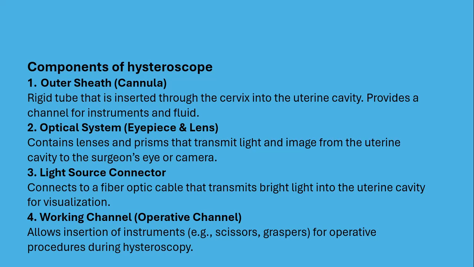Components of hysteroscope. 1. Outer sheath, cannula. Rigid tube that is inserted through the cervix into the uterine cavity. Provides a channel for instruments and fluid. 2. Optical system, eyepiece and lens. Contains lenses and prisms that transmit light and image from the uterine cavity to the surgeon's eye or camera. 3. Light source connector. Connects to a fiber optic cable that transmits bright light into the uterine cavity for visualization. 4. Working channel, operative channel. Allows insertion of instruments, for example scissors, graspers, for operative procedures during hysteroscopy.